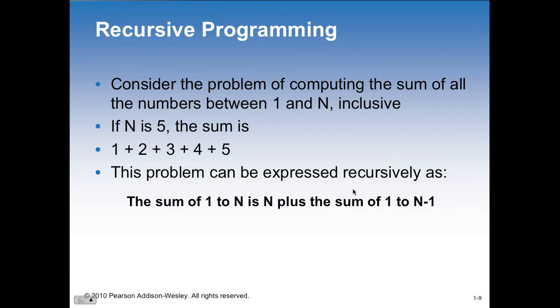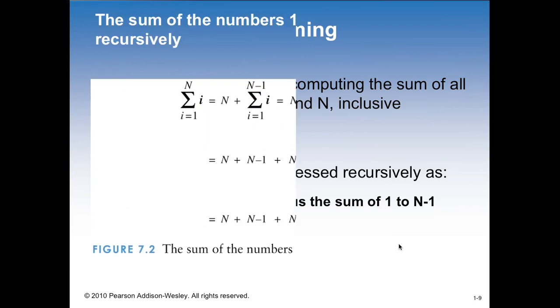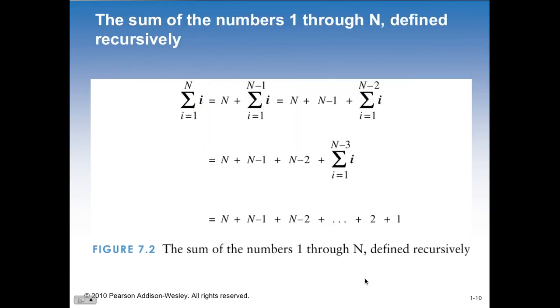of recursion. The problem can be expressed recursively as the sum of 1 to n is n plus the sum of n to n minus 1. All right, let's see it. Here it is. That makes a lot of sense, doesn't it? I hate this notation. And the sum of the numbers n, this is the same thing, just done in mathematical notation instead of in English.